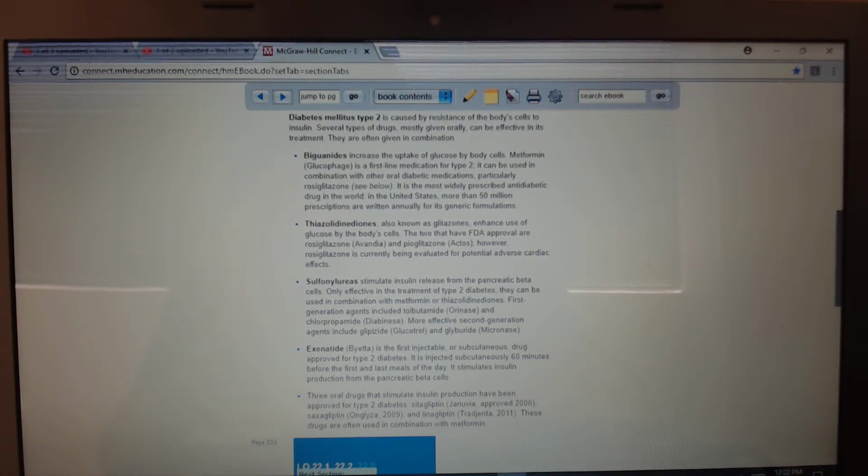Exenatide, Byetta, is the first injectable, or subcutaneous, drug approved for type 2 diabetes. It's injected subcutaneously 60 minutes before the first and last meals of the day. It stimulates insulin production from the pancreatic beta cells. Three oral drugs that stimulate insulin production have been approved for type 2 diabetes: sitagliptin, which is Januvia, approved in 2006; saxagliptin, Onglyza, 2009; and linagliptin, Tradjenta. These drugs are often used in combination with metformin.